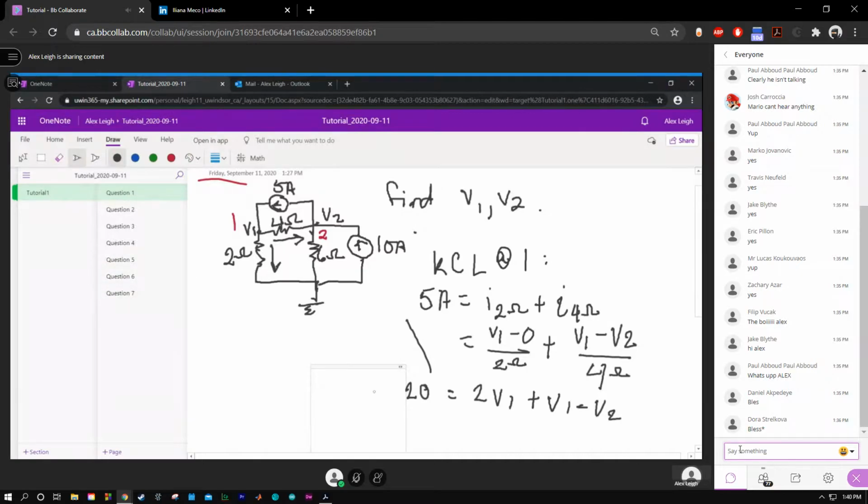So I'll just finish off that equation now that I have enough room. Our first equation we're going to end up with from node 1 is the following.